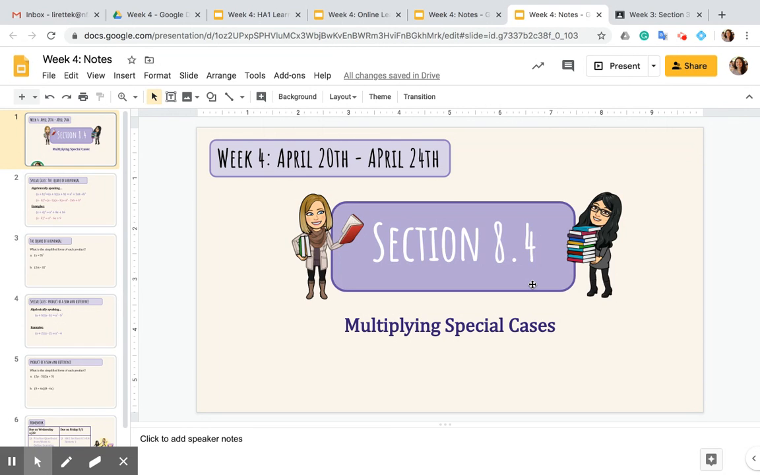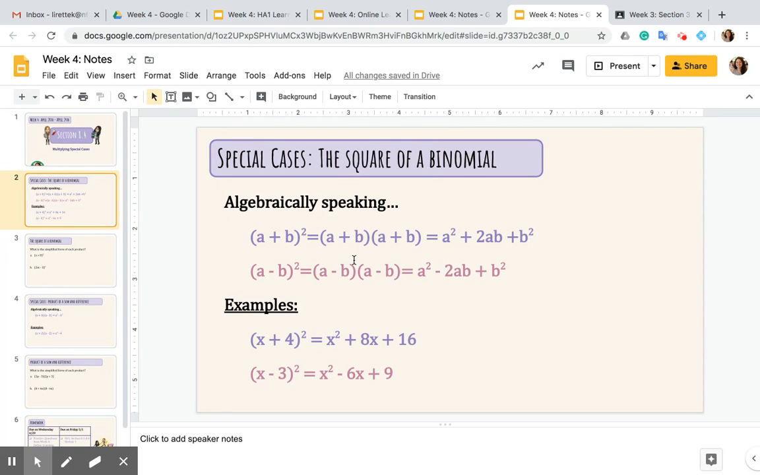We're going to move forward to section 8.4. We're still multiplying polynomials, and in this particular section, we're multiplying what we refer to as special cases. There are two special cases that we're going to cover. One special case is the square of a binomial. Binomial meaning we have two terms and we are squaring the entire thing. You could have a square of a binomial where you're adding the two terms inside, and the square of a binomial where you're subtracting the two terms.